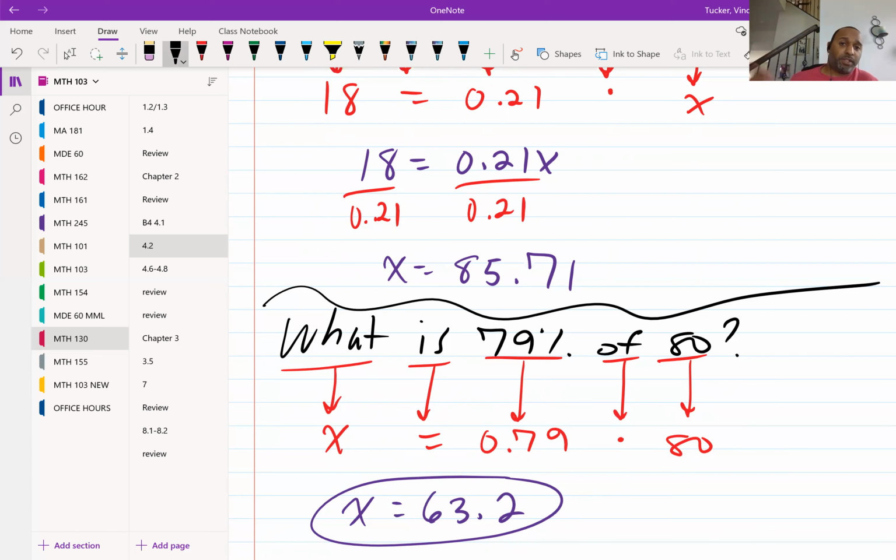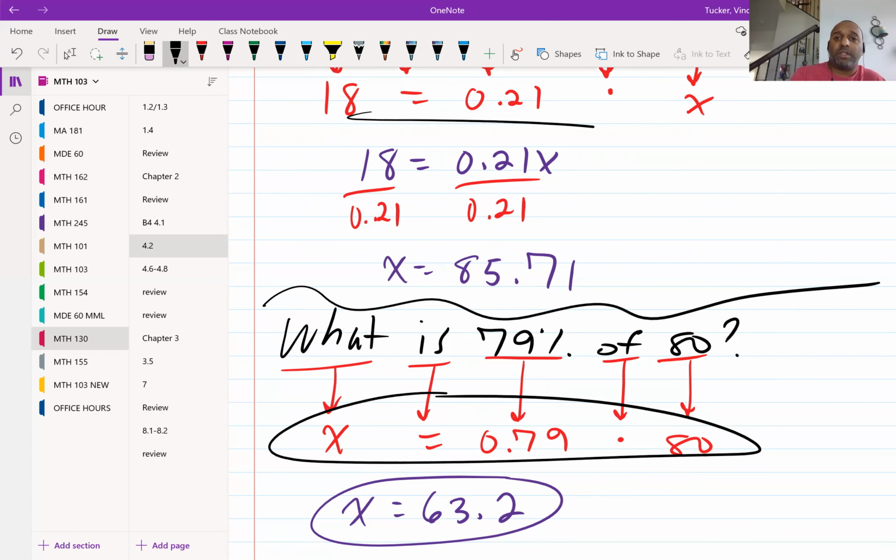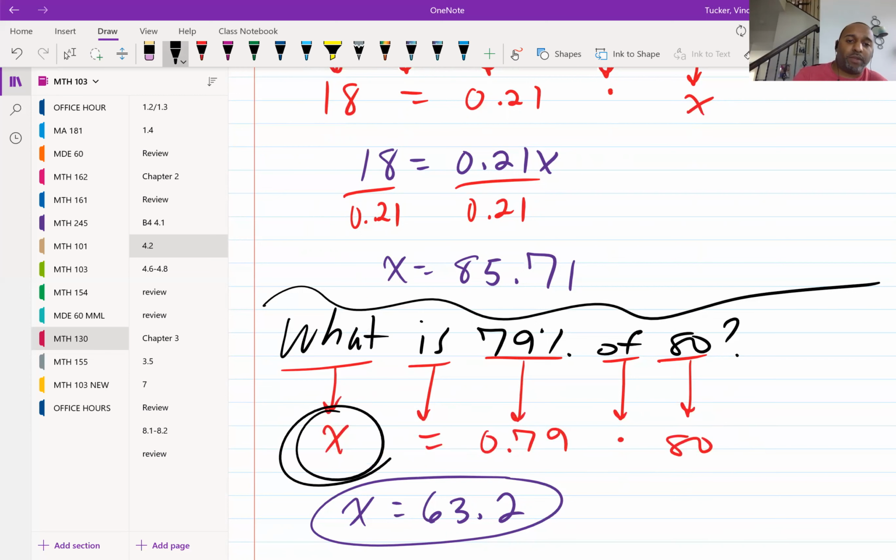So, just make sure you take inventory of the difference between this one and the last one. The last one had X attached to a number, so we had to solve for X. This one, we didn't have to because X is already on one side by itself. So all you have to do is multiply these two numbers together, and that'll be your answer. So X is equal to 63.2.